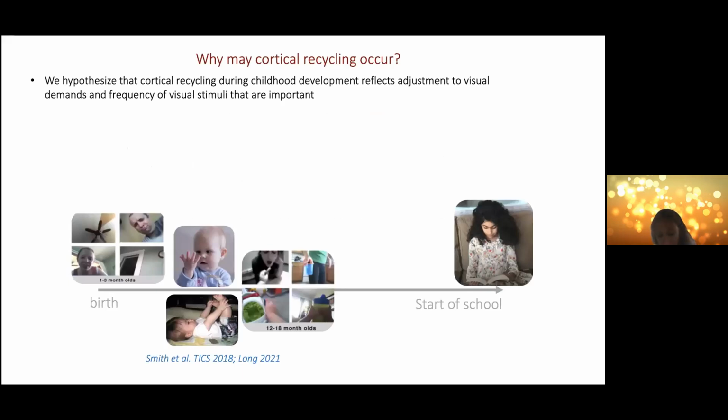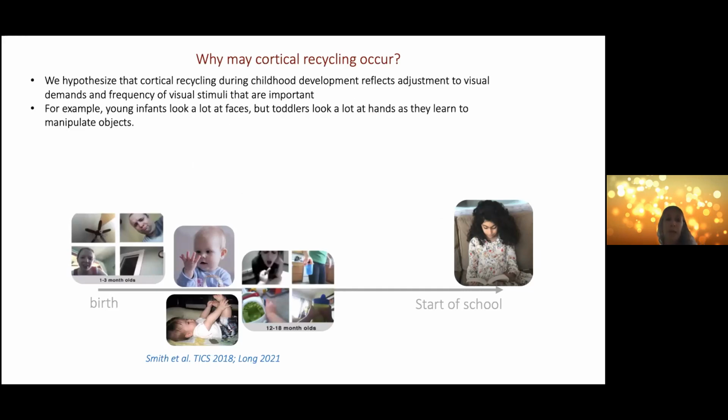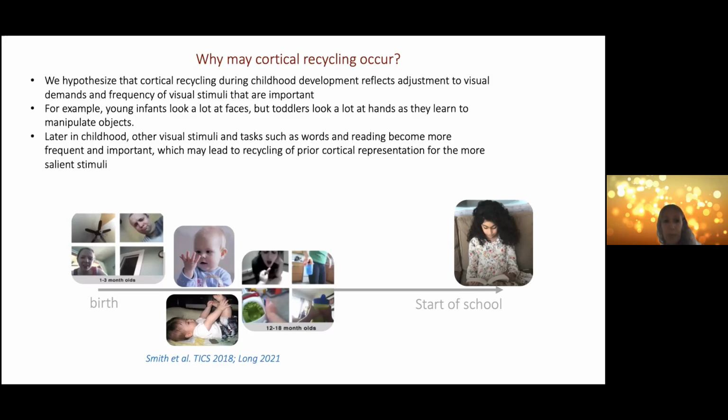And finally, I would like to end with a thought about cortical recycling, zooming out a little bit. So the question is, why do we have cortical recycling during childhood development in the first place? We hypothesize that it might reflect an adjustment to visual demands and frequency of visual stimuli that are important. For example, young infants might look a lot at faces, but toddlers look more at hands as they learn to manipulate objects. And later in childhood, other visual stimuli and tasks, such as words and reading, might become more frequent and important, which might lead to recycling of prior cortical representation for the more salient and behaviorally relevant stimuli.